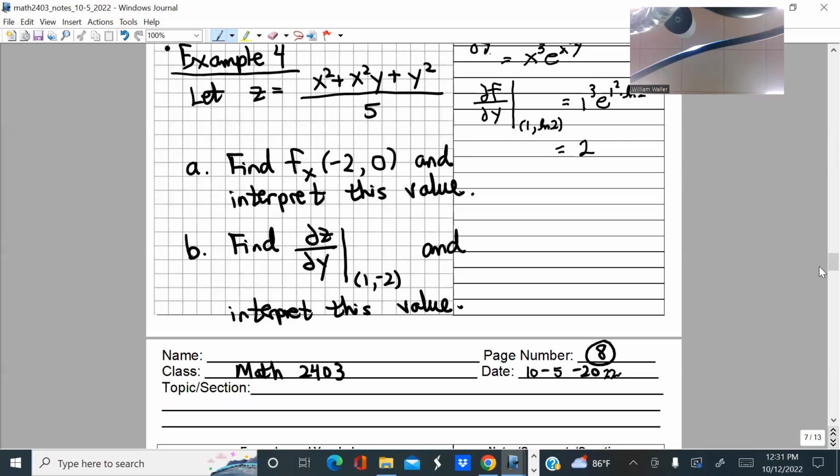I think we actually already did that, kind of, right? So find the partial with respect to x and then evaluate that at -2, 0, then give some interpretation of that, right? Okay. So find the partial derivative of this with respect to x and then evaluate it at -2, 0.